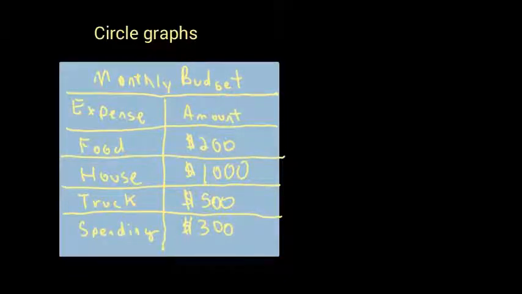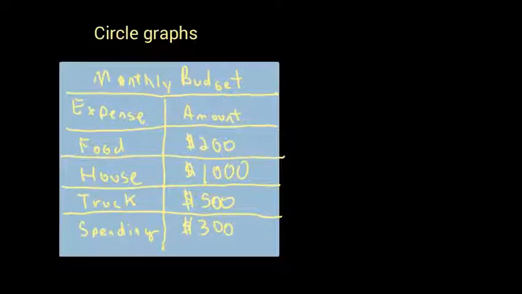Alright, today we're going to talk about circle graphs. So we're going to start with how do you know how to draw a circle graph. In the chart there I have my monthly budget, my expenses and the amount for each. So food 200, house 1000, truck 500, spending 300. A circle graph is like a percent. It's always out of 100.